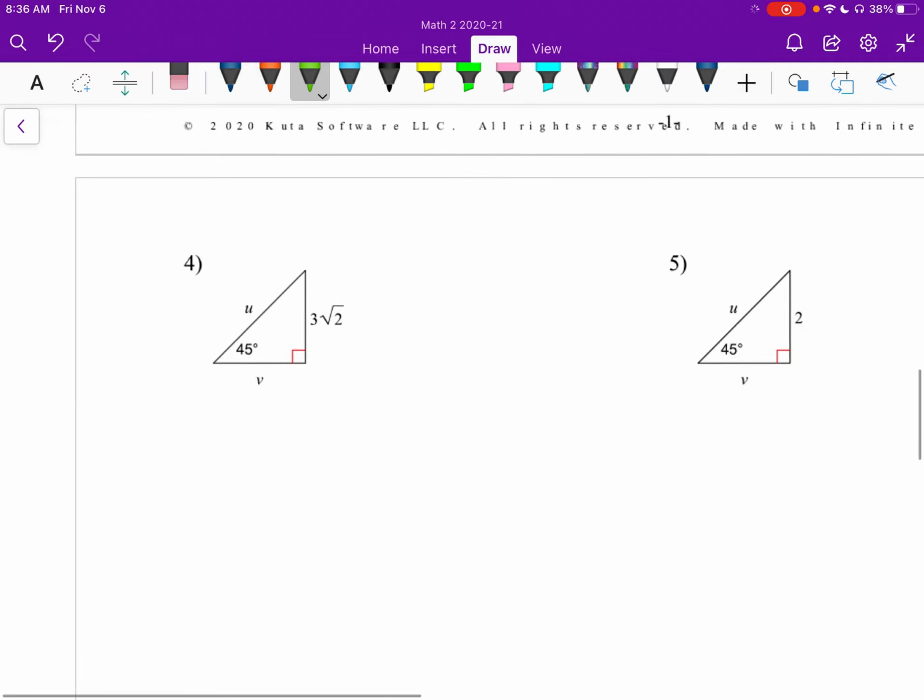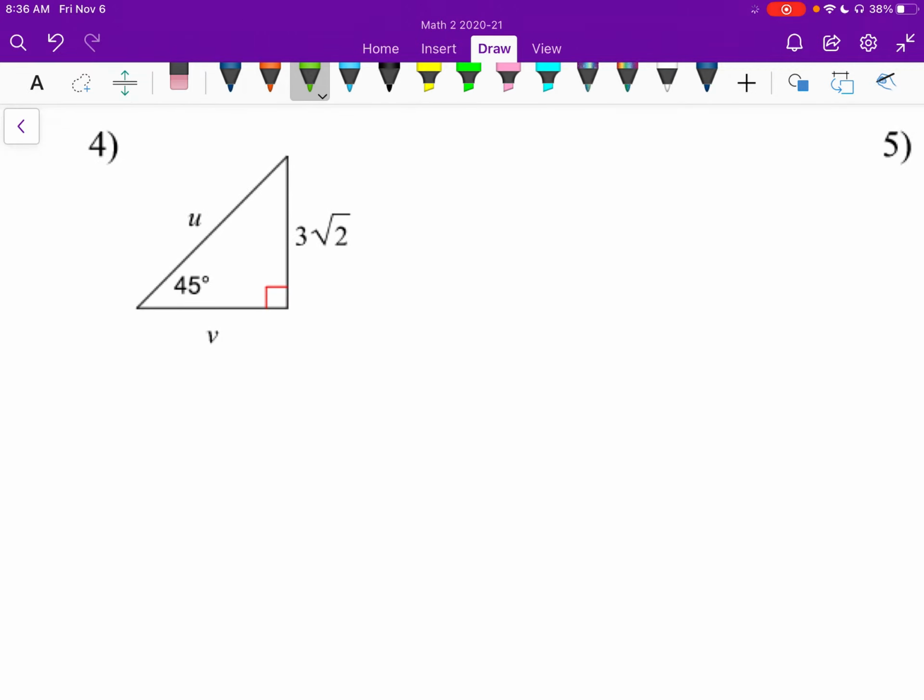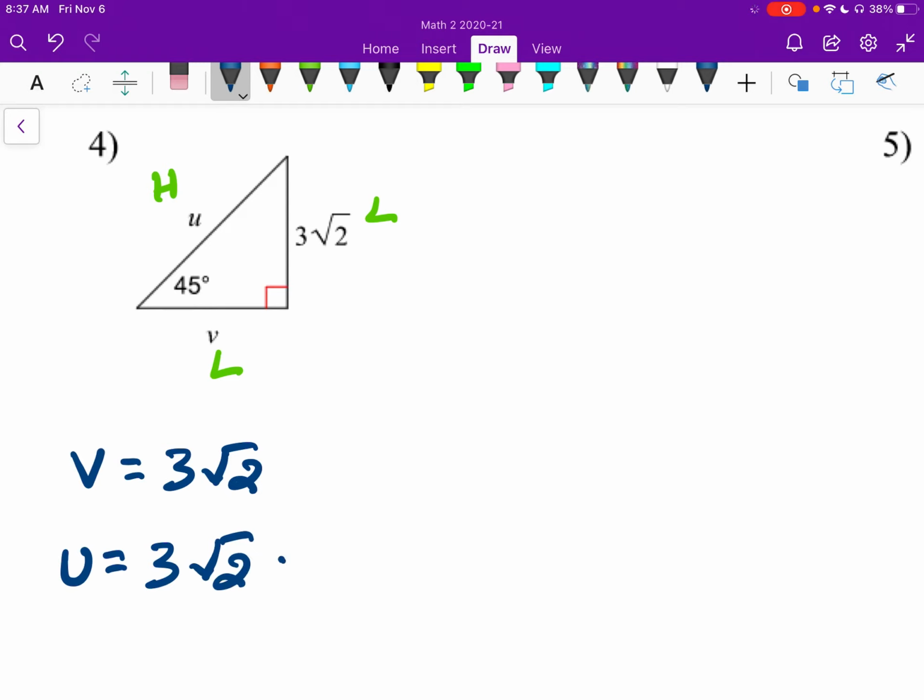All right, number 4. Again, here's our hypotenuse, here's our two legs. V is a leg, so it's just going to be equal to the other leg, so 3 root 2. Now U is the hypotenuse, so it's going to be 3 root 2 times root 2, right? Here's our leg times root 2. Well, root 2 times root 2 is plain old 2, so we have 3 times 2, which is 6. So U equals 6.